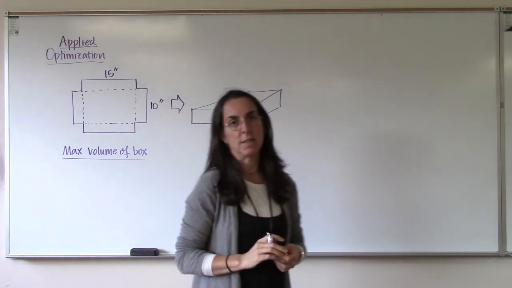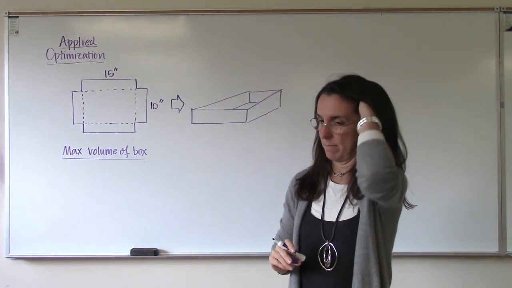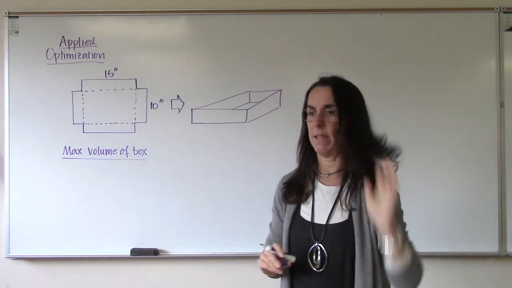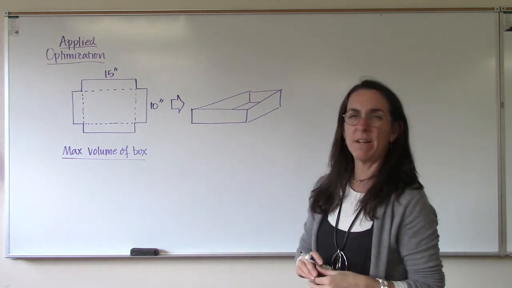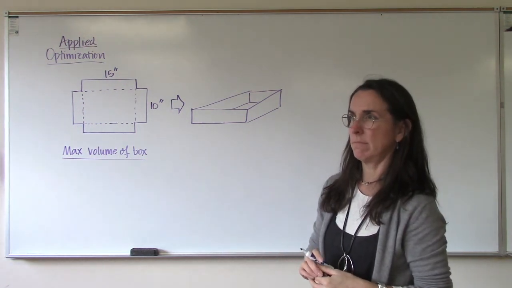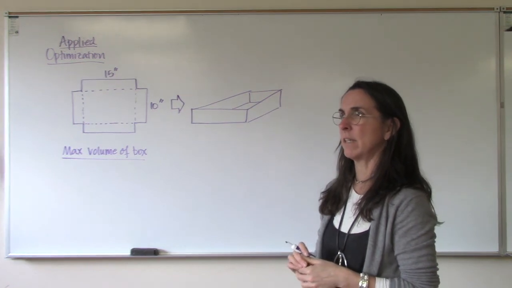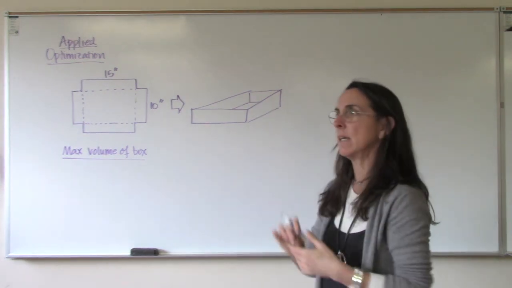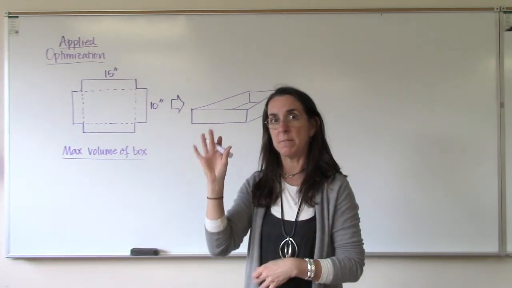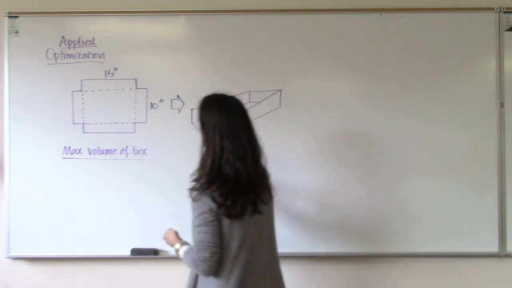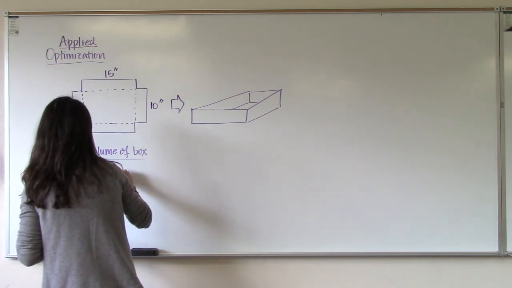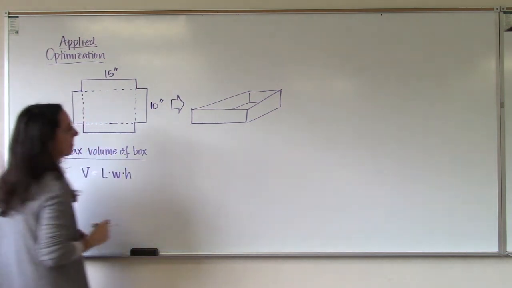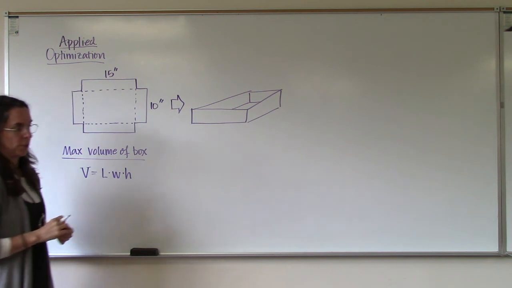So how big should the squares be so that the volume of the box that we end up with is as big as it can be? All right. What's the volume of a box? The volume of a rectangular solid is just the length times the width times the height, right? So how big should the squares be?